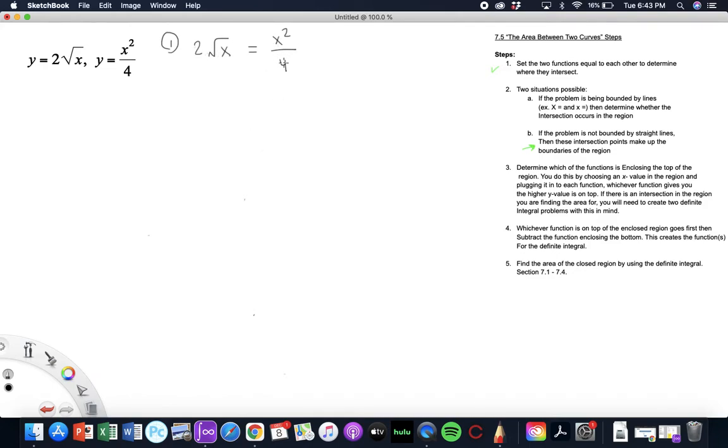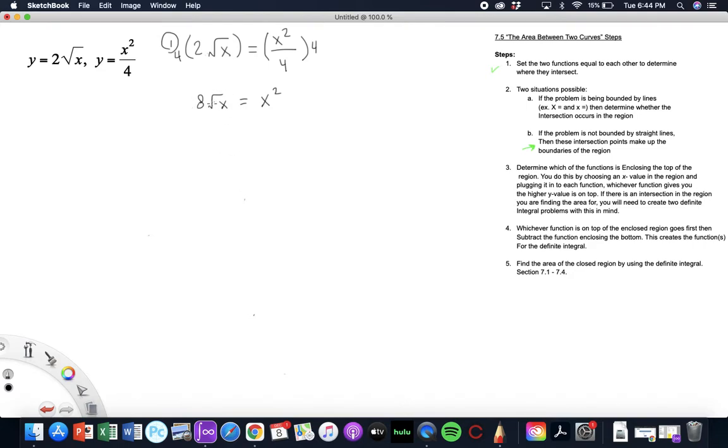Let's start out by just eliminating this 4 on the bottom. So to do that, I'm going to take both sides times 4. And you can do that because things stay equivalent as long as I do the same thing to both sides. So now I have 8 square root x equals x squared. All right. And because we have a squared function here, we're going to get everything over to one side or set it equal to 0.